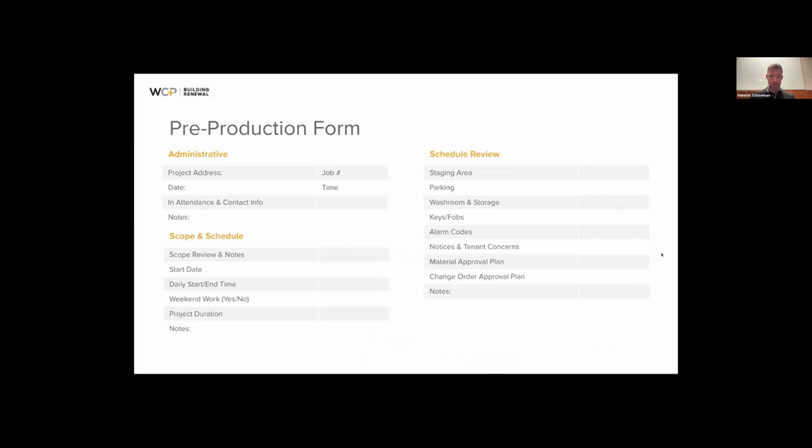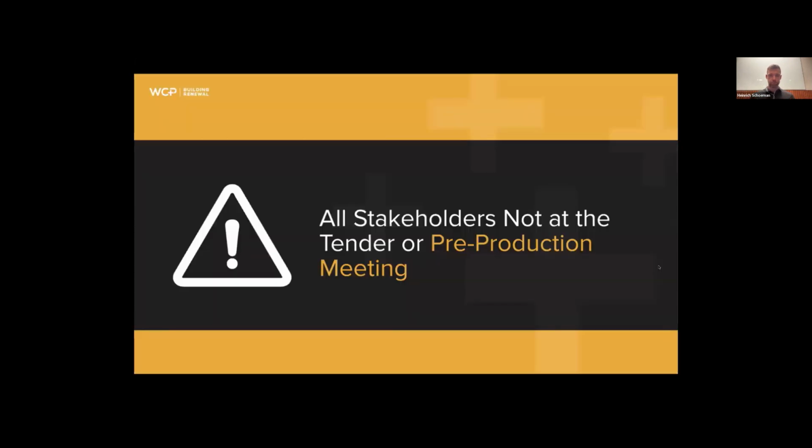So you see some administrative details there. You see scope and scheduling specifics, you can just define those and put those in place. And then schedule review, we give a bunch of potential things that could come up. And again, take things out, add things in, leverage this tool to make sure you or your team or your contractor do pre-production meetings effectively. Good. All right. Now let's get into an exciting pitfall or issue that pops up.